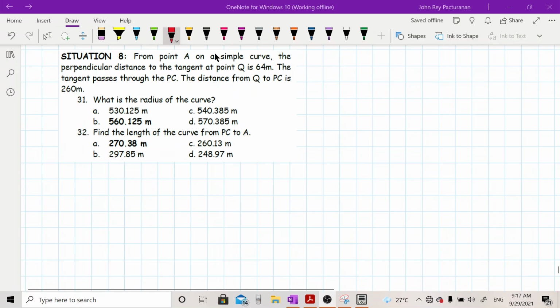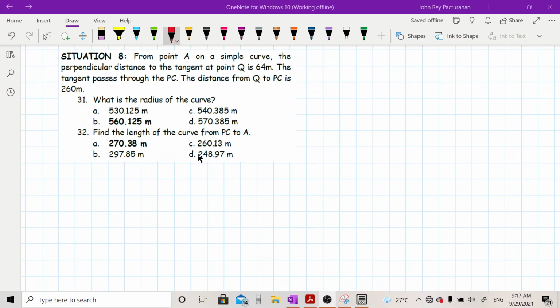From point A on a simple curve, the perpendicular distance to the tangent at point Q is 64 meters. The tangent passes through PC and the distance from Q to PC is 260 meters. For number 31, what is the radius of the curve? And for number 32, determine the length of the curve from PC to A.